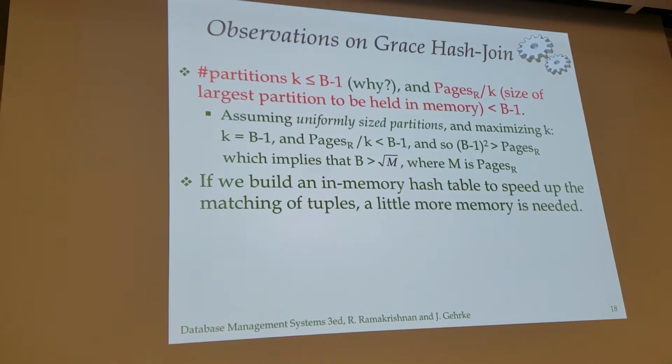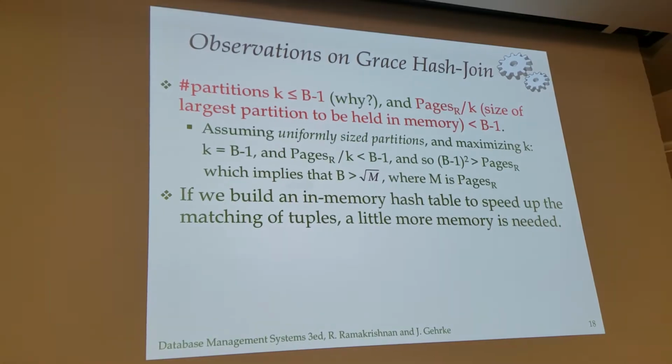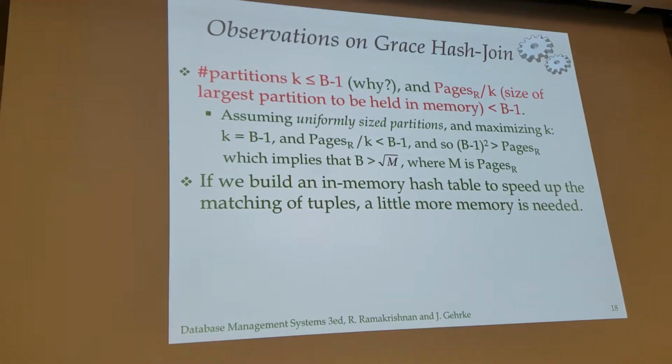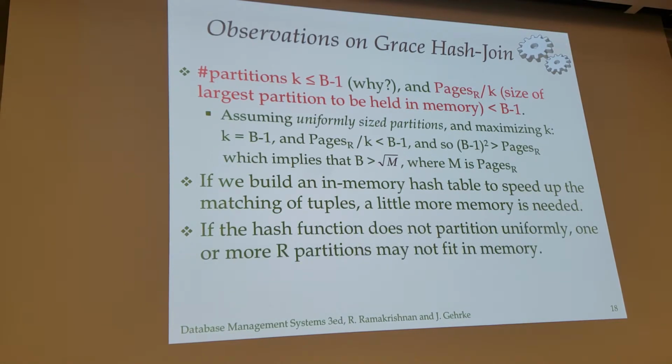But what trick am I going to use before, if things are too big? I can recursively do this multiple times and get the thing down, because then all I'll need is B greater than the cube root or so of pages of R. I can do this multiple times if I have skew and things are of different sizes. Again, building the in-memory hash table is going to take more than the number of pages inside, because the hash table takes a little space.